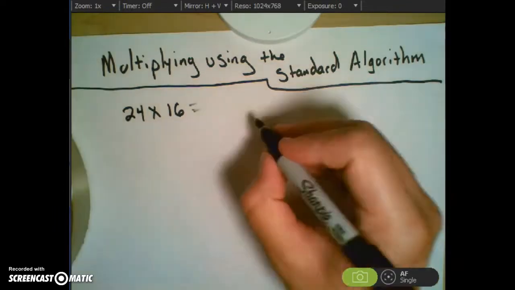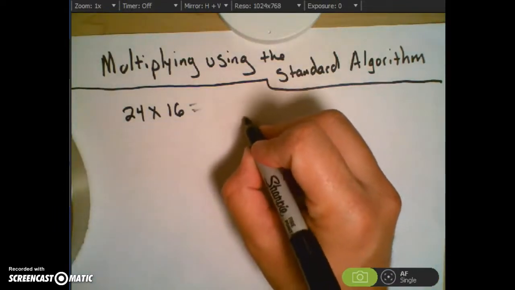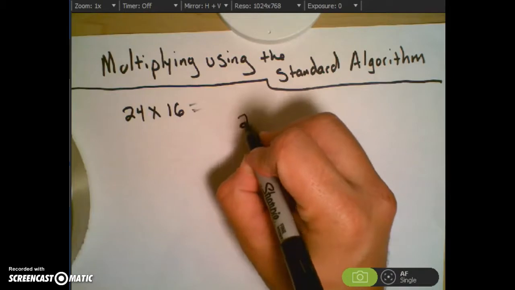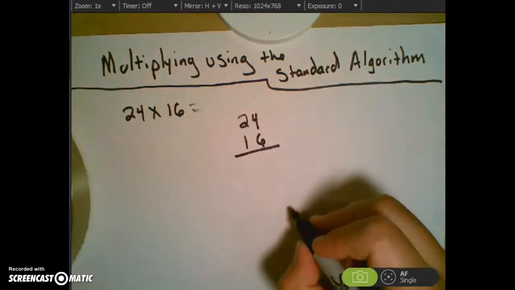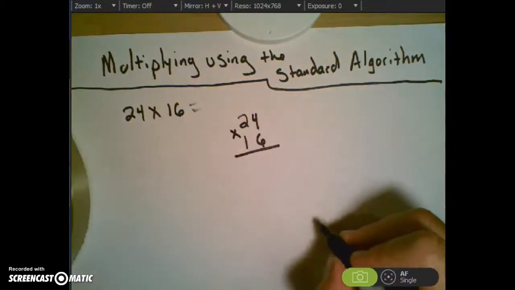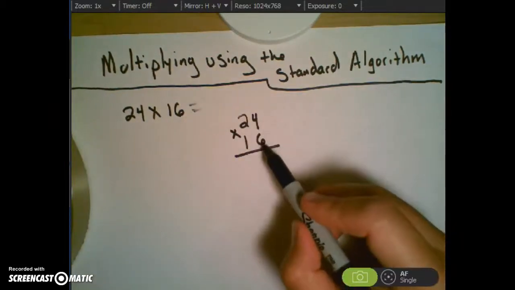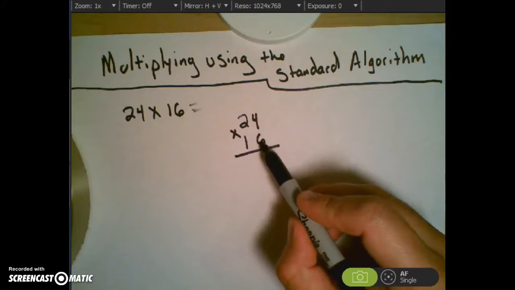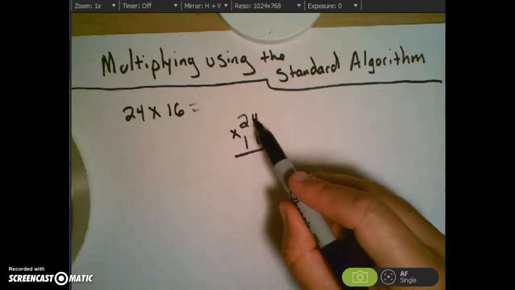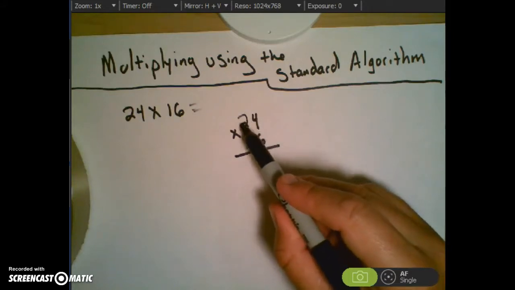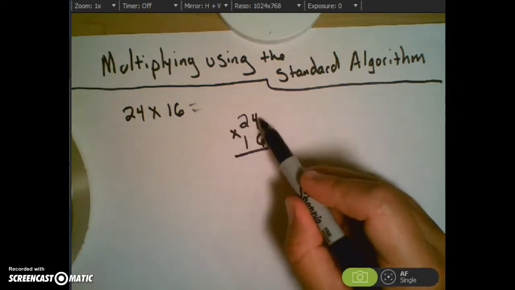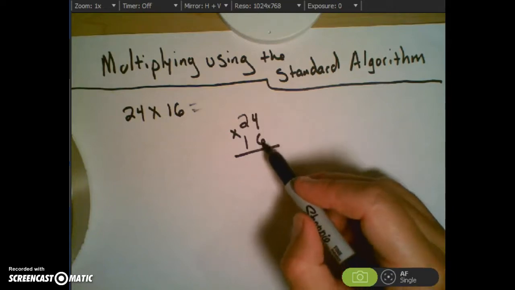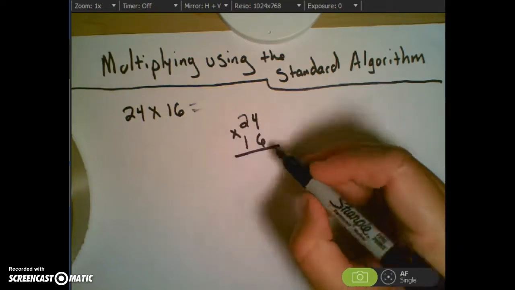So the first thing you want to do when using the standard algorithm is line up your factors one over the other by place value. Okay, this makes it a lot easier to multiply. All right, so the first thing you're going to do is multiply your bottom factor's ones place by both the ones and tens places in your top factor. Now, if you had a hundreds place, you would multiply the 1 by all three. Okay, so let's go ahead and do that.